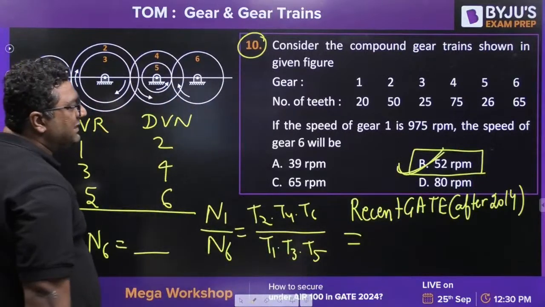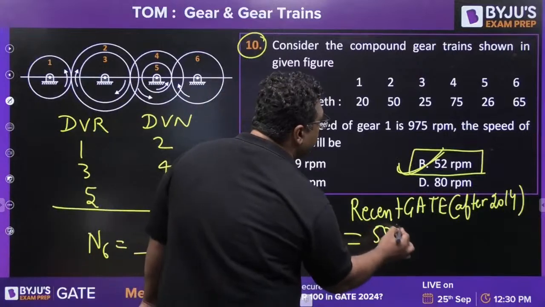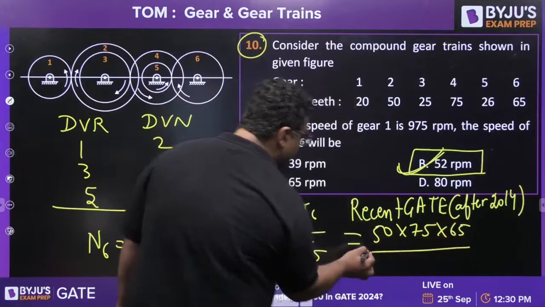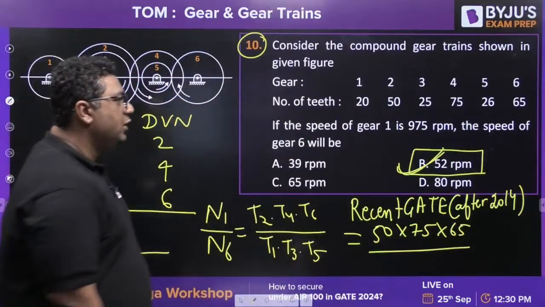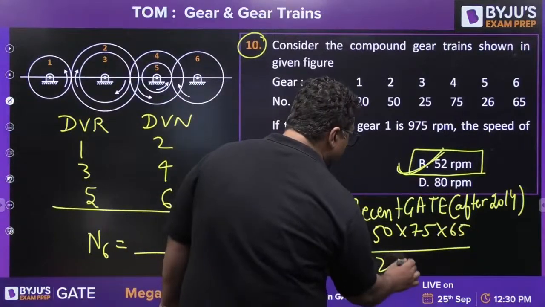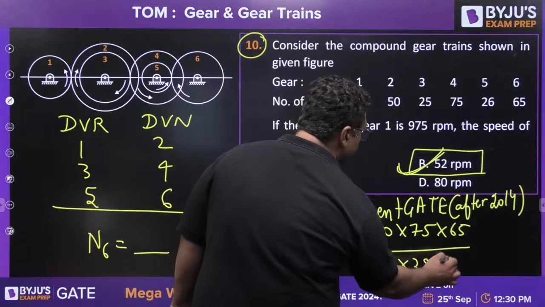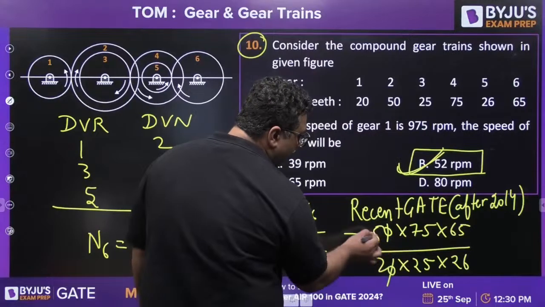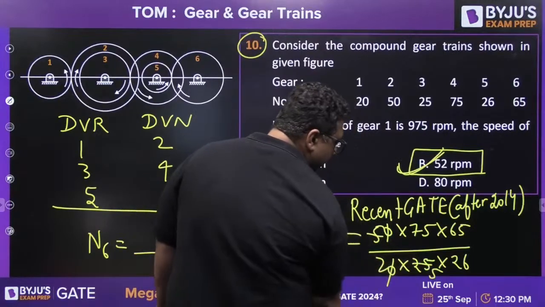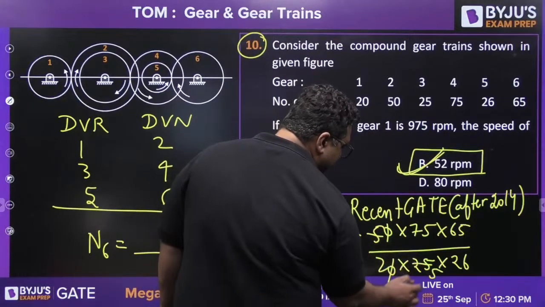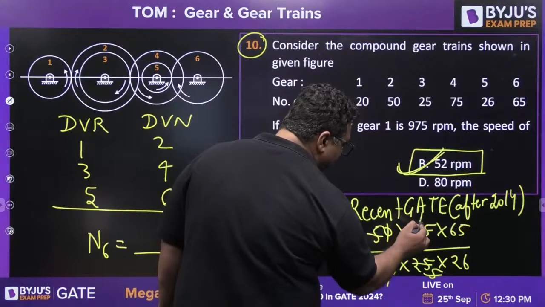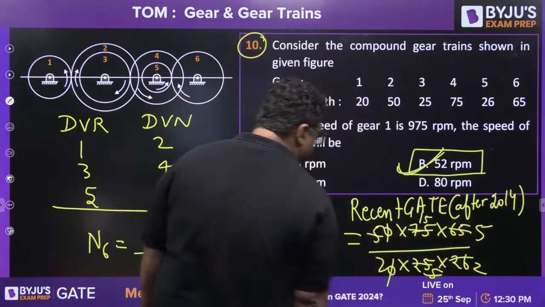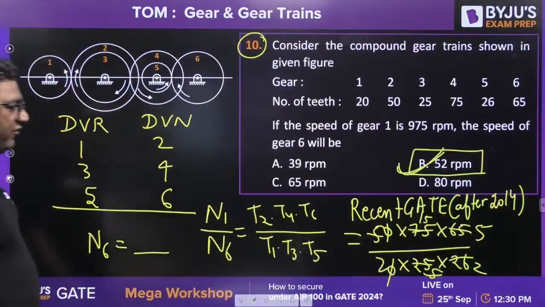T2, T4, T6: 50, 75, 65. T1, T3, T5: 20, 25, 26. You know that the 0, 0 will get cancelled out. 5 will give you 5 here. Or you can also cancel it like this, 5 will make it 15. This 13 2s are 26, 13 5s are 65, and you will be getting the value to be 52 RPM.